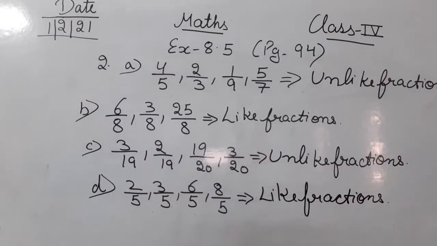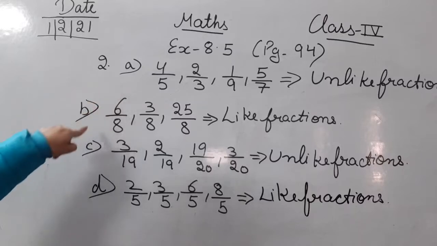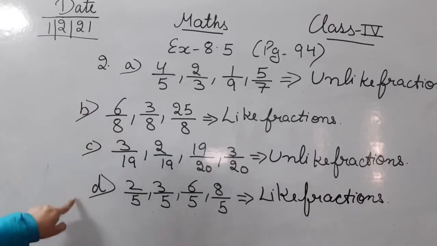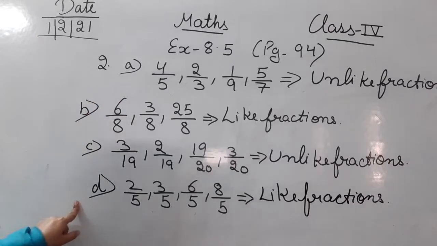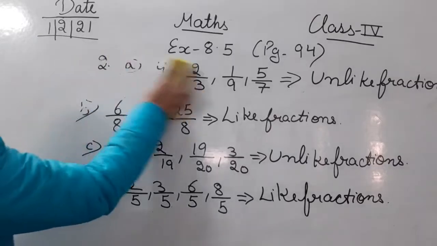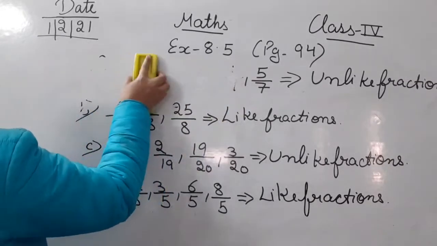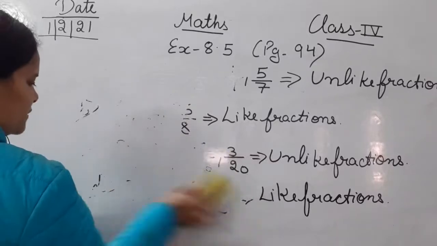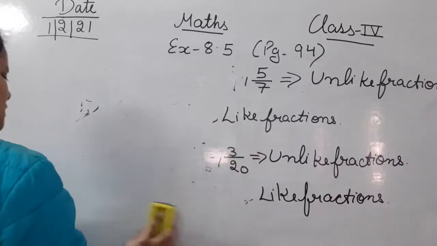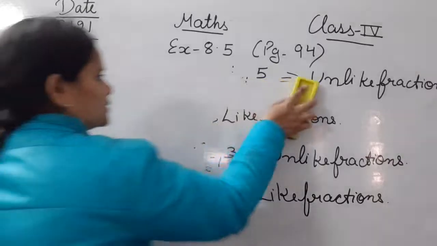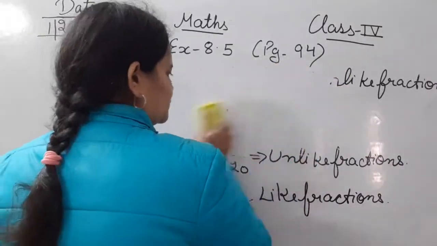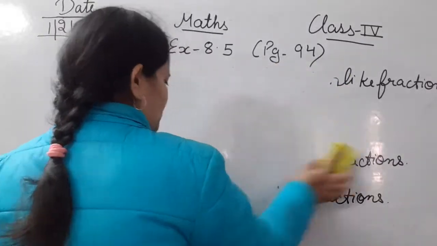देखिए, first one was unlike fractions, second was like, third was again unlike, and the fourth was like fractions. Okay, so this was sum number 2. You can pause it here and note it down in your notebooks. Okay बच्चे, चलिए moving next to sum number 3 of the same exercise 8.5. Let's do the next sum.